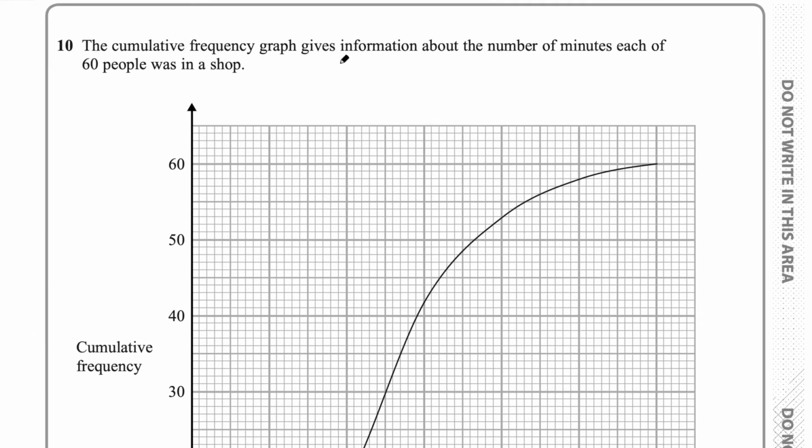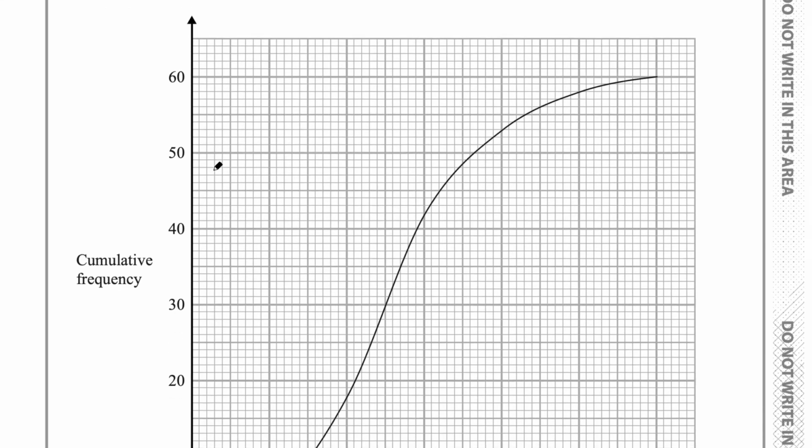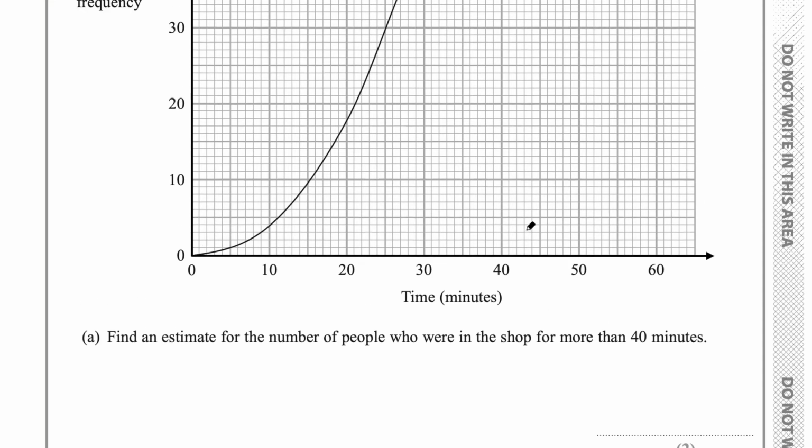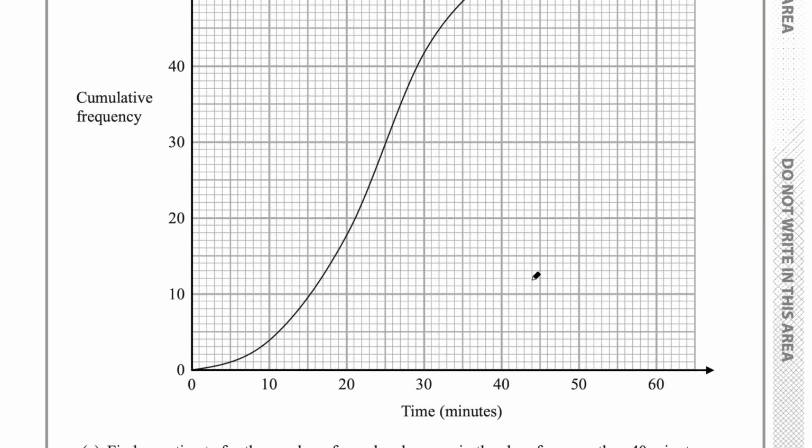Question 10 says the cumulative frequency graph gives information about the number of minutes each of 60 people was in a shop. Okay, and part A says find an estimate for the number of people who were in the shop for more than 40 minutes. Alright, so you need to know how to read a cumulative frequency graph.